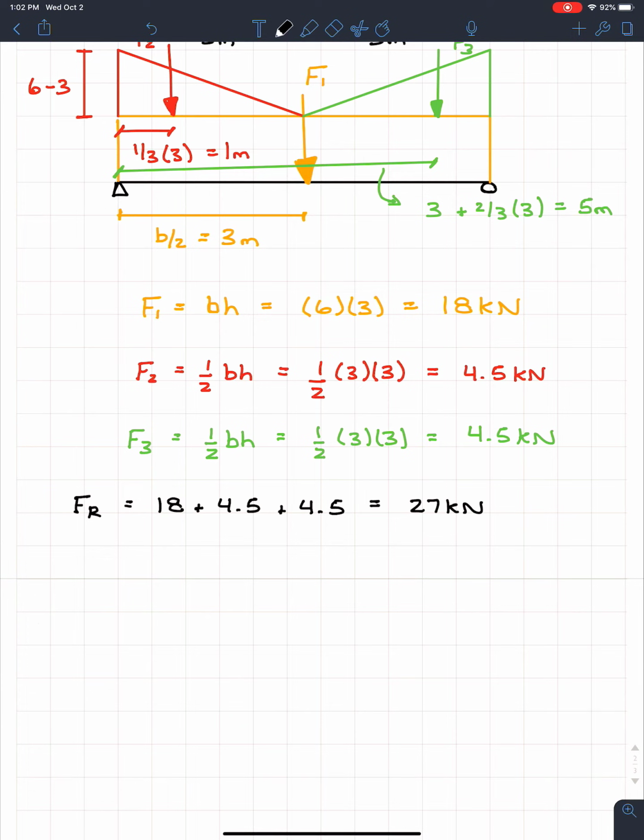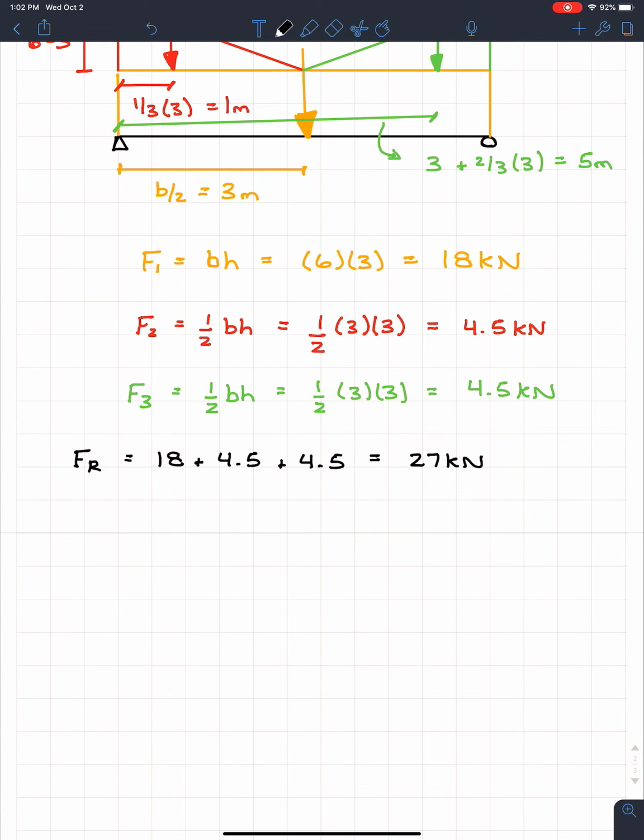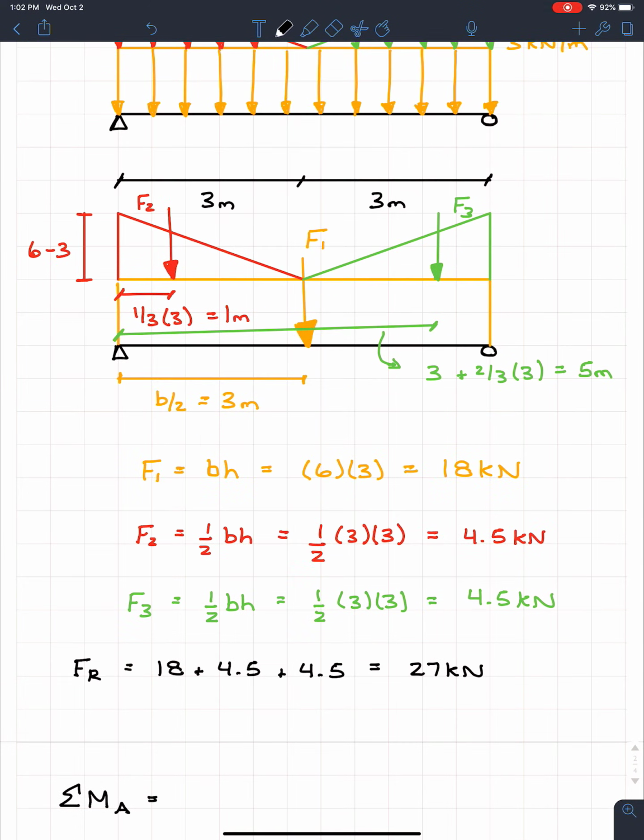Okay, well now we're really getting somewhere now. We're working fast, and the only thing that we have to do is we have to think, okay, well, what moment does this create on the beam? So we have to try and go through and think, okay, well, this is going to create a moment. So if we were to go sum of the moments and it wants it at A, we're going to have to just go through these and find the moment each one creates.